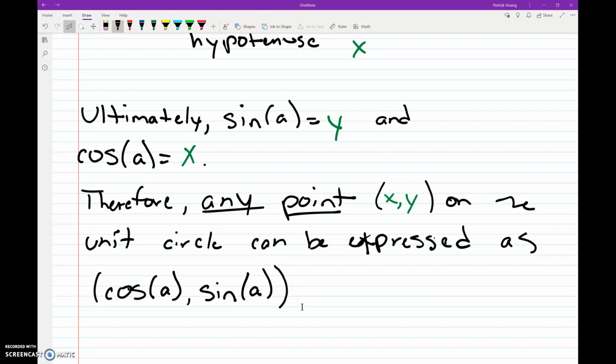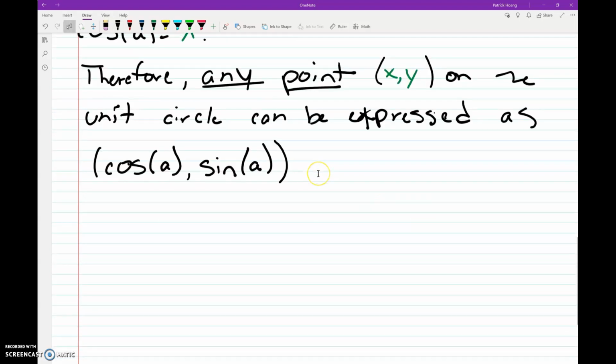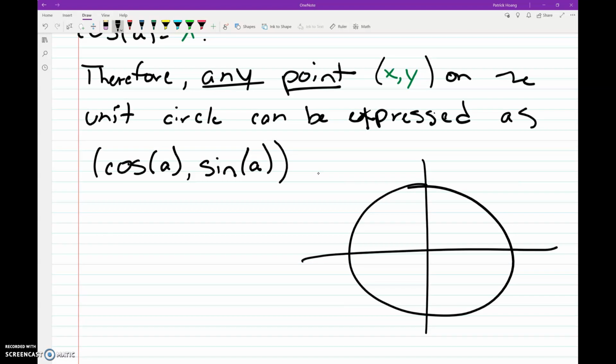So let me draw another unit circle. All right, so you have a unit circle over here. And let's say there's a point over here. Let's call it x comma y. It forms a triangle right here with this angle. Let me clean this up a little bit. This is x comma y, and this is angle A.